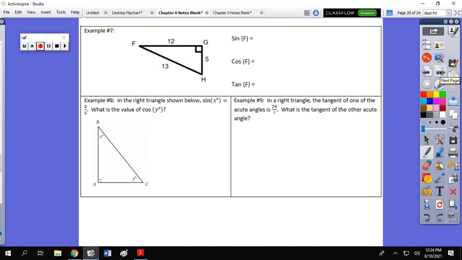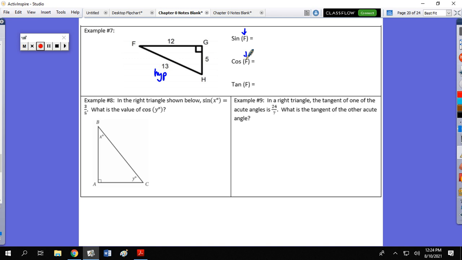So in the third and final example, you should have marked 13 as being your hypotenuse. Since we are working with angle F in the problem, that means that the 5 is your opposite and the 12 is your adjacent. Okay? Again, it's all about being able to name things correctly. Remember that we are working with SOHCAHTOA.